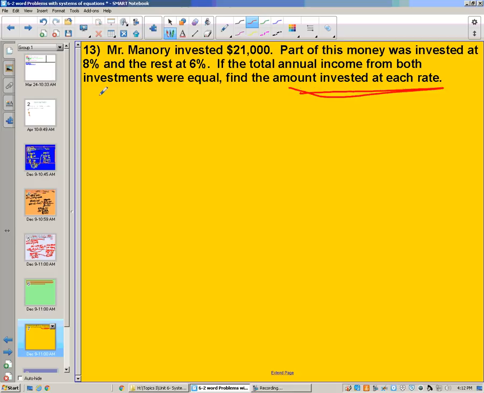So let's pick some variables here. How about we call x... so let's let x equal the amount invested at 8%.